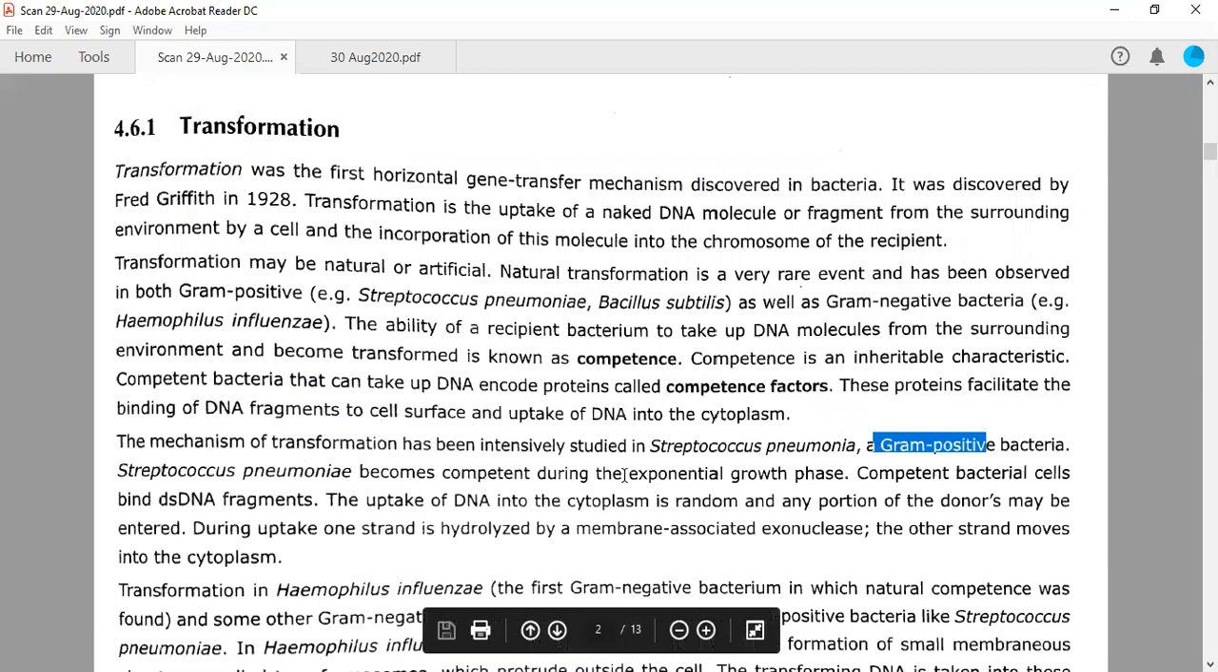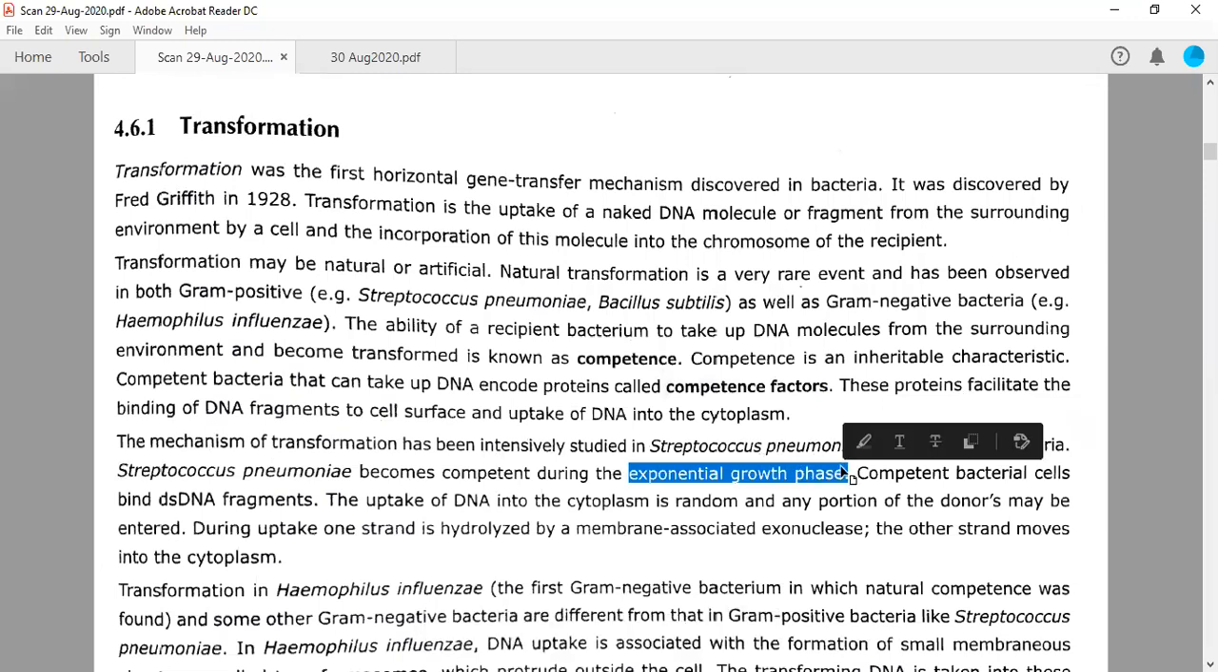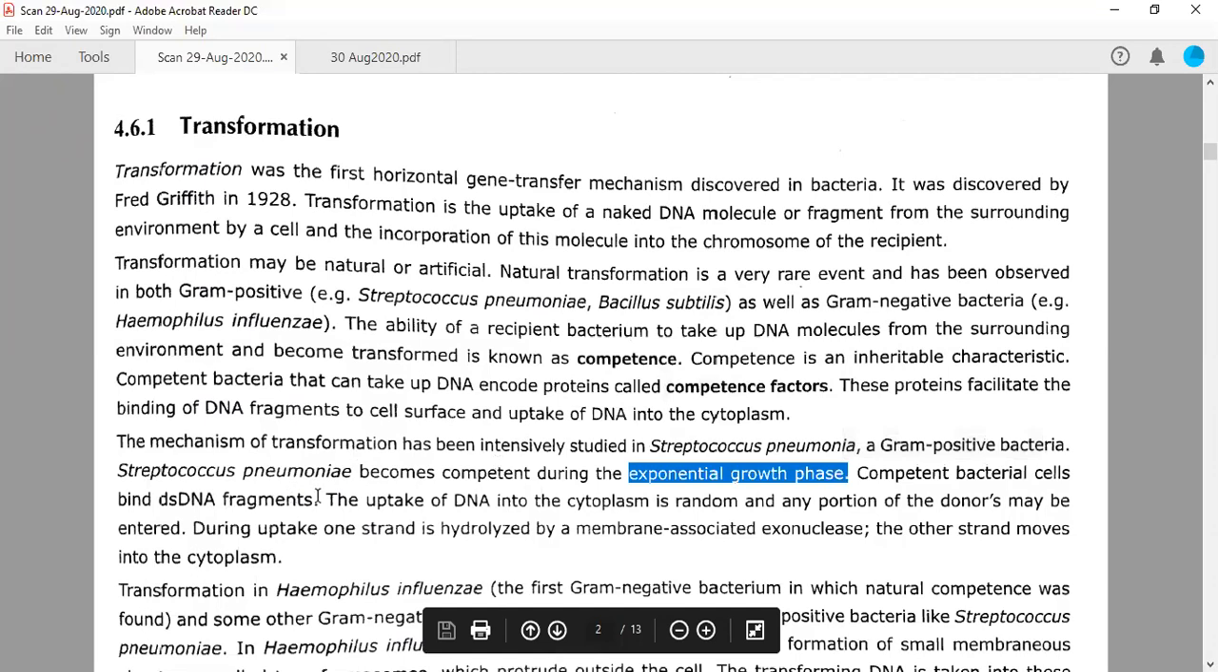Streptococcus pneumoniae becomes competent during the exponential growth phase. So it is not non-competent in other phases, but when it is undergoing the exponential or log phase, it will become competent and is able to take up DNA from the environment. Competent bacterial cells bind double-stranded DNA fragments, and the uptake of DNA into the cytoplasm is random, and any portion of the donor DNA may enter during uptake, and one strand is hydrolyzed, or degraded, by a membrane-associated exonuclease.